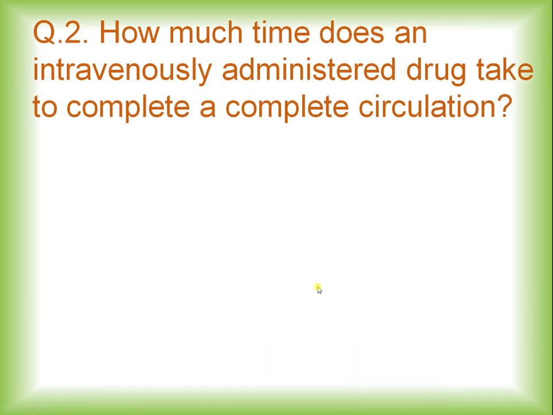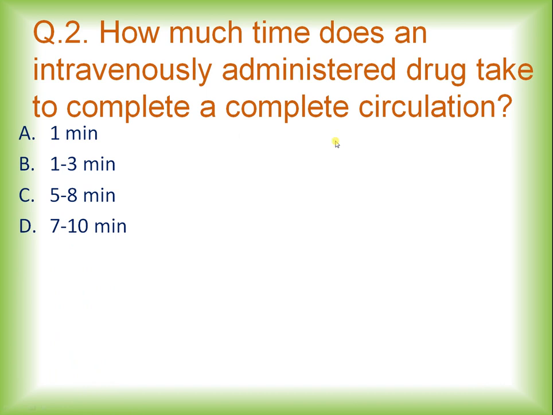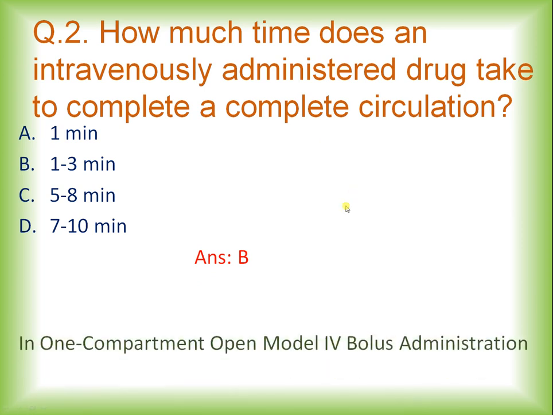Moving towards the next question: how much time does an intravenously administered drug take to complete a complete circulation? 1 minute, 1 to 3 minutes, 5 to 8 minutes, 7 to 10 minutes, and the right answer is 1 to 3 minutes. So this question is asked on one compartment open model IV bolus.